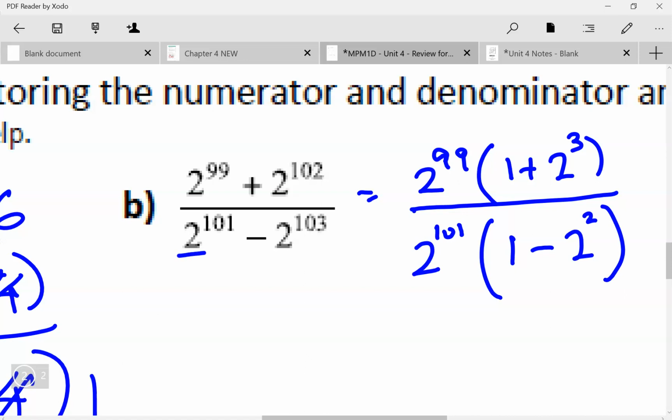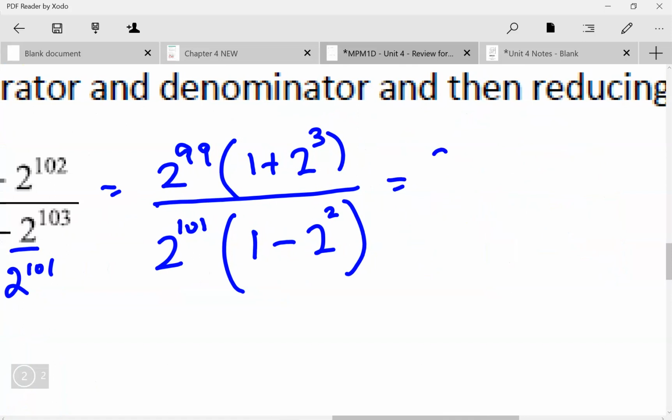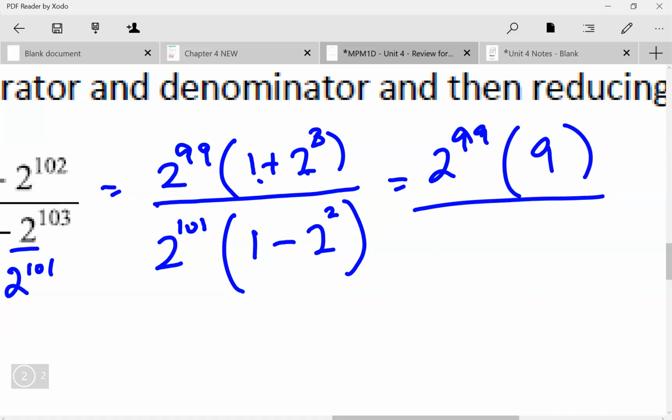By do division, I mean divide each of these by whatever I have as my greatest common factor, which is how I get the term inside of the brackets. Now let's simplify this. 1 plus 8 gives me 9. 1 minus 4 gives me negative 3. Now let's see what I can cross cancel.